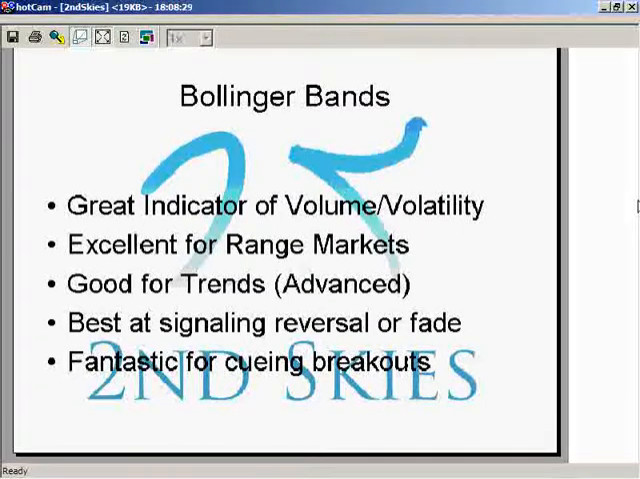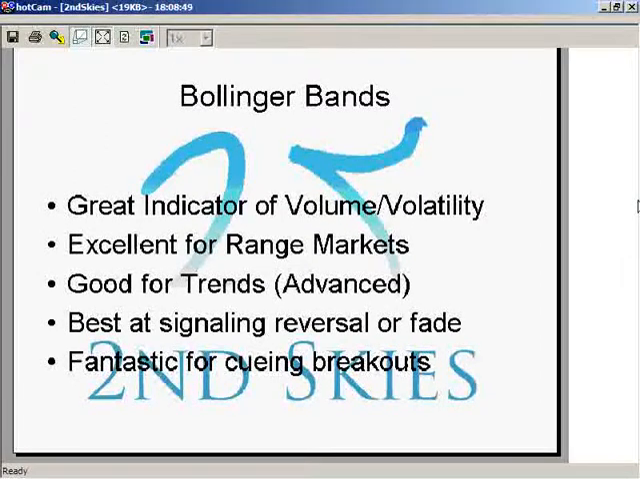They're stellar for range markets. That's what they were originally designed for. But on a more advanced level, they're also excellent for trends. Most traditional articles that you see on them are all about range or swings or reversals for the pair. But they can actually be used in trends in a very, very advanced way. And so they're actually just an exceptional indicator all around.